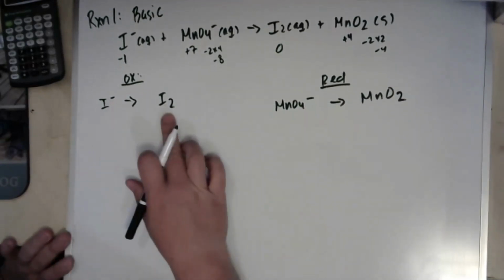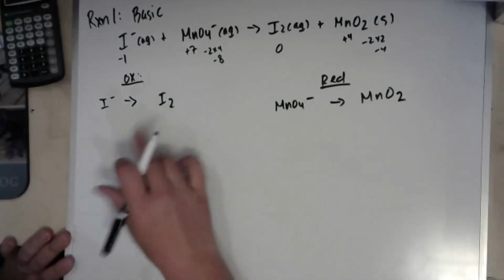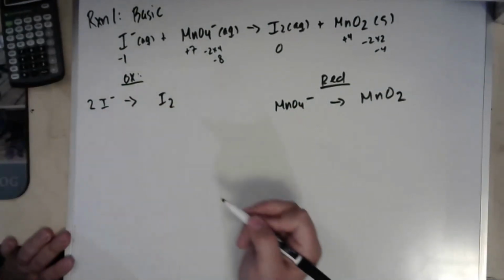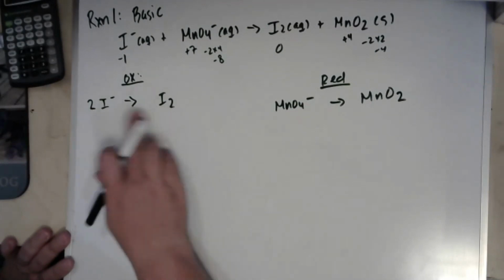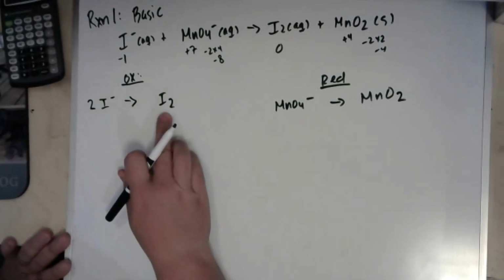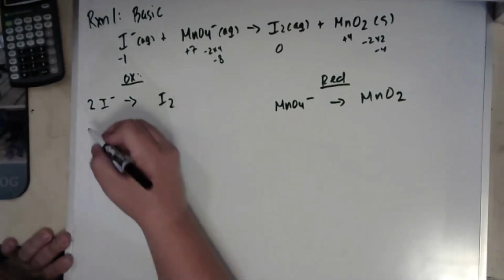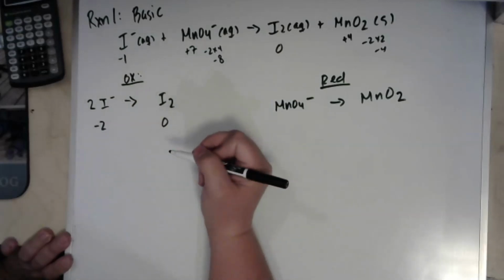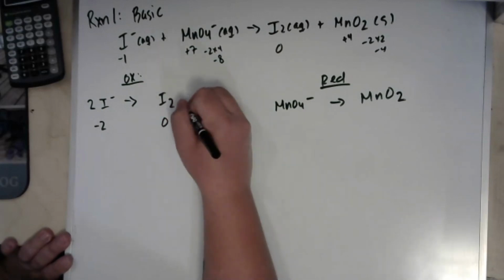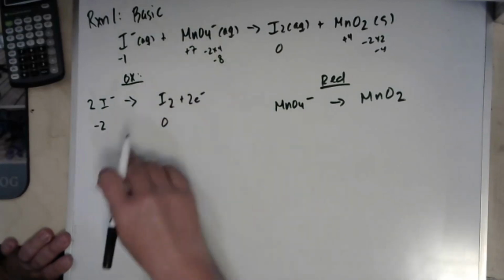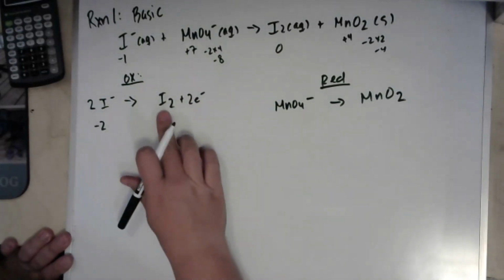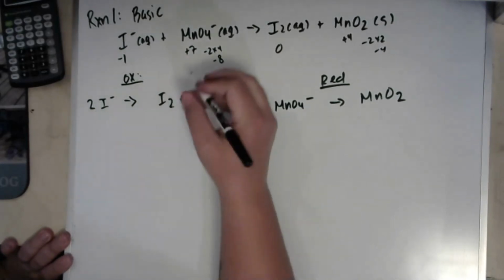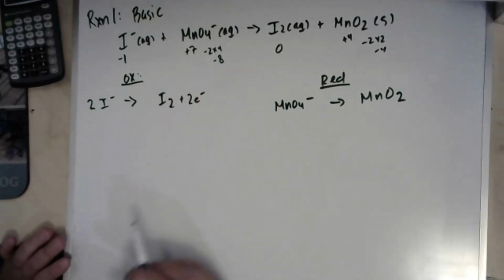We'll start off with the oxidation half reaction. We're just going to put a 2 in front of the iodine so that we have the same number of iodines on both sides. Then we have a charge of -2 on our reactant side and a charge of 0 on our product side. So we're going to add 2 electrons over here so that our charges are the same. And then we're done with that one for now.